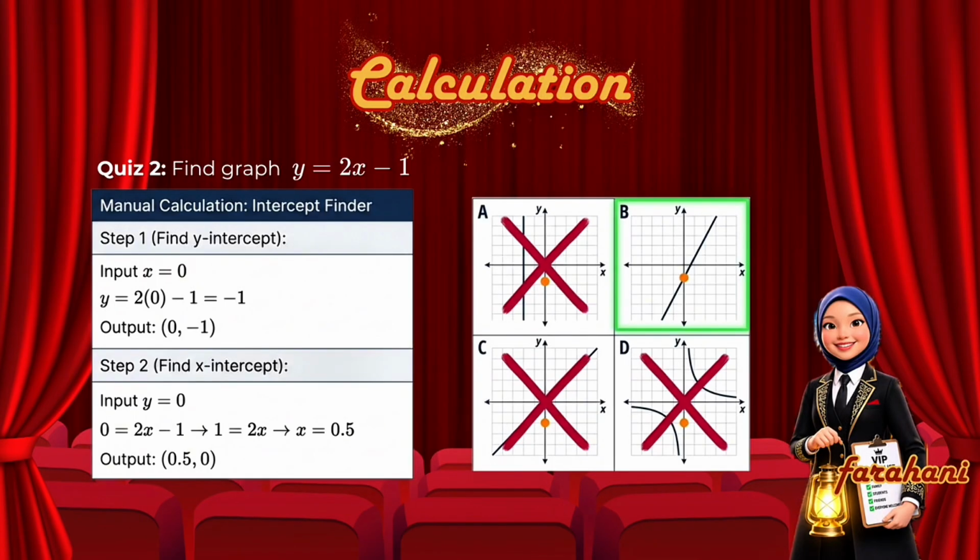So we plot it on the graph. For the second step, we substitute the value of y into the equation and we get the output x is 0.5 and y is 0. So we sketch the 2 points on the graph and we get the answer is B.